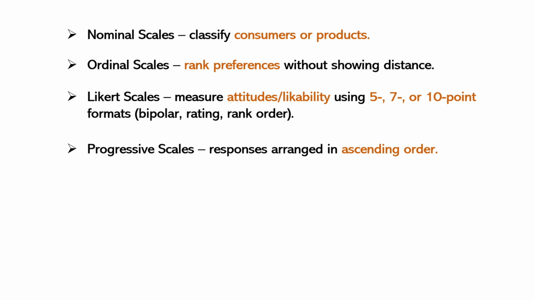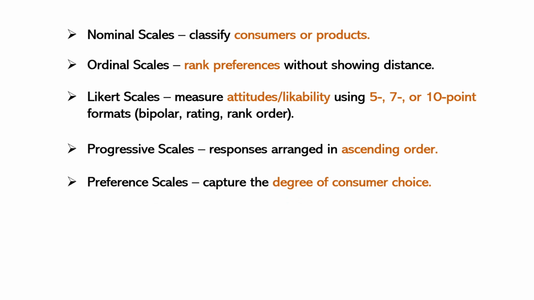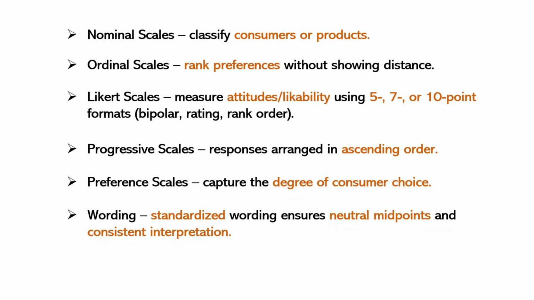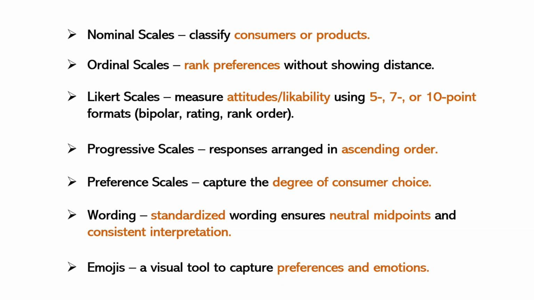A progressive scale is a scale in which responses are arranged in ascending order. A preference scale measures the degree of consumer choices. The wording of each scale point is very critical. Standardized wording ensures a neutral midpoint and consistent interpretation across respondents. And finally, emojis offer a simple visual way to measure preference and emotions. By choosing the right scales and keeping the wording precise, researchers can capture reliable and actionable insights about consumer behavior, preferences, and attitudes. Understanding scales is not just about measurement, it's about making your research meaningful and actionable.